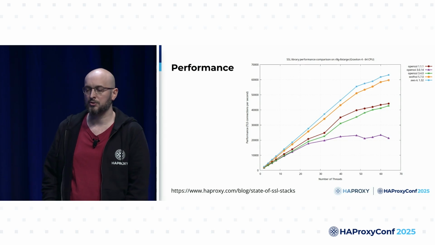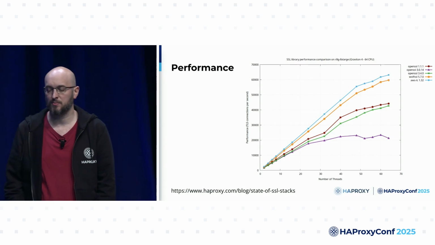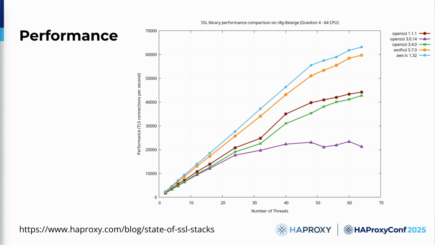So you can take a look at this benchmark. This is basically the numbers from our article, the state of SSL stack. At the bottom, you can see OpenSSL 3.0. And at the top, it's AWS-LC and WolfSSL. In the middle, you have OpenSSL 1.1, which is better than OpenSSL 3.4 and 3.5, which are basically the same.